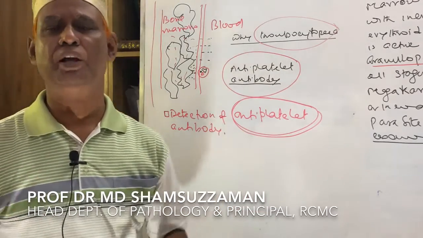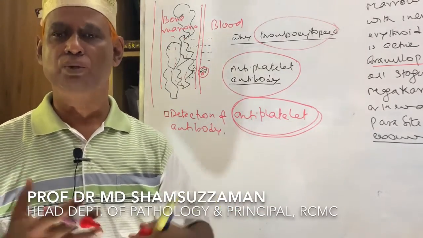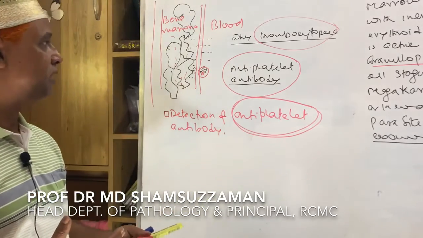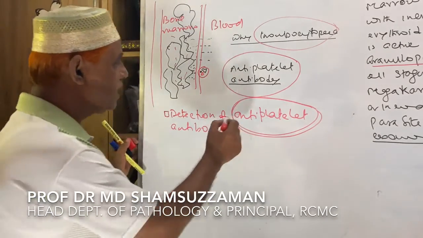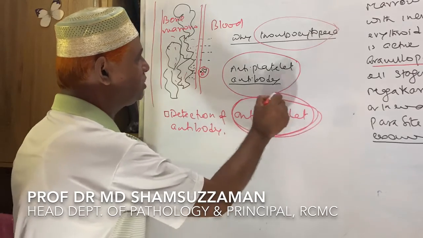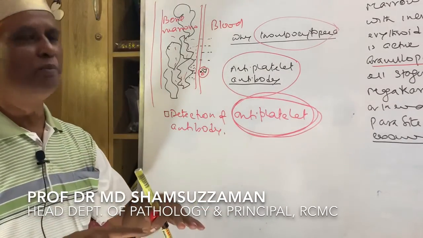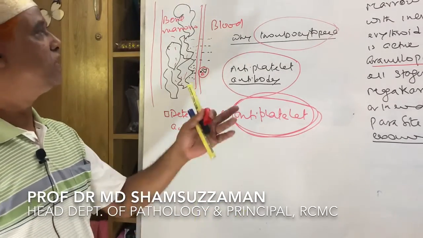Still then, why is it called idiopathic? It is called idiopathic because why the anti-platelet antibody is formed is not clear. Why anti-platelet antibody is formed, it is not clear. So still it is called ITP.